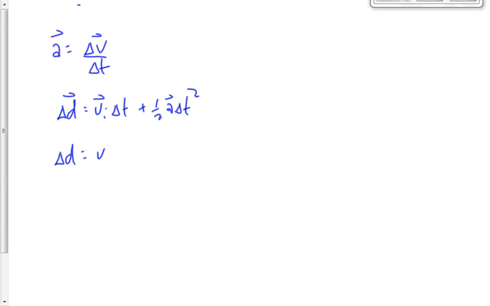D is equal to vft minus 1/2 at squared. What does vf stand for there? Good, final velocity. What about this one? Vf squared is equal to vi squared plus 2ad. What does vi stand for there?